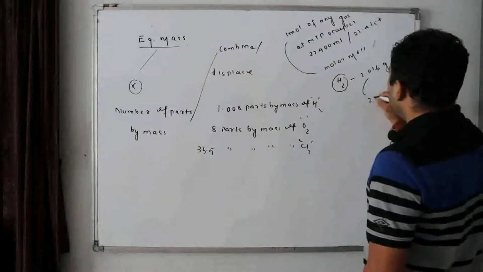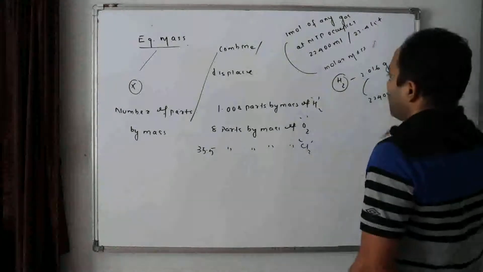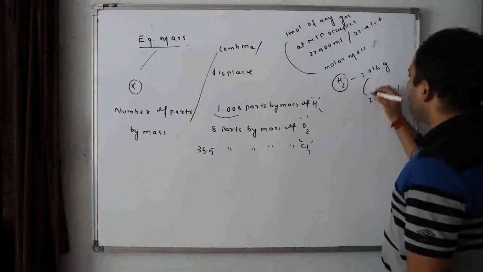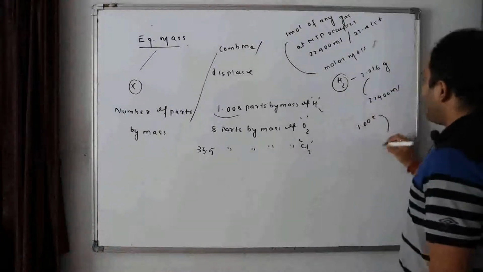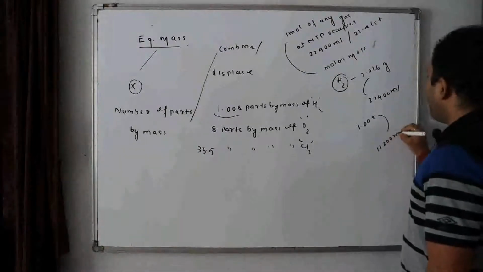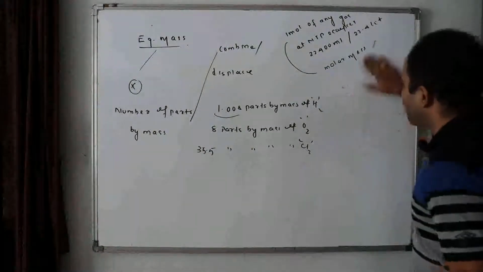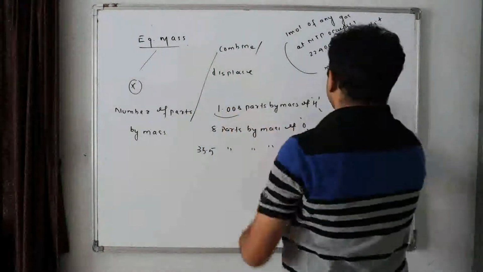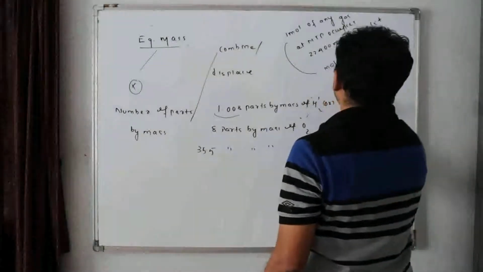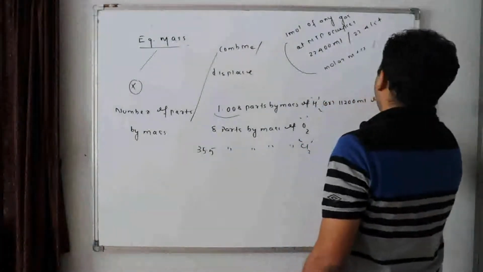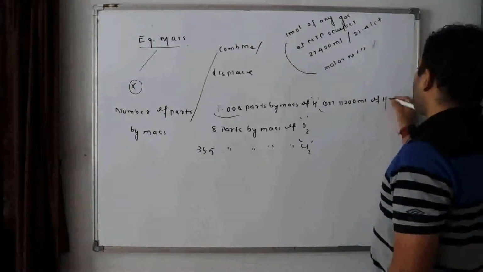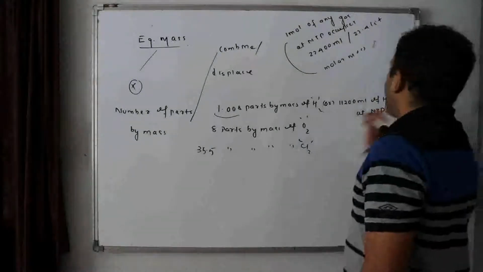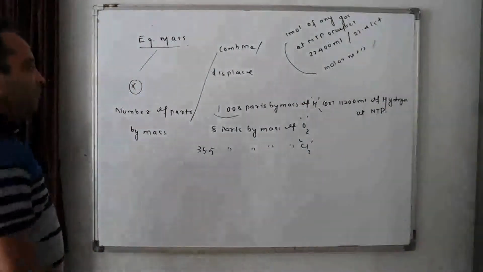2.016 occupies 22400 ml. Now 1.008, half of this, will occupy 11200 ml, isn't it? So can I write this displaces or combines 1.008 parts by mass of hydrogen, or 11200 ml of hydrogen at NTP? Can I write ml of hydrogen at NTP?